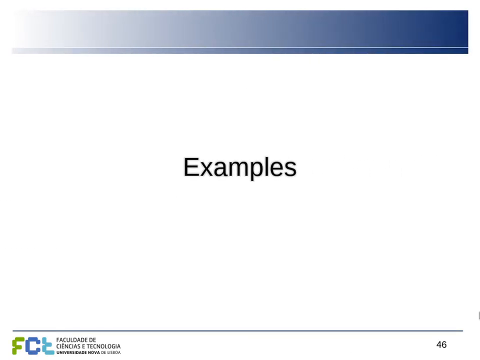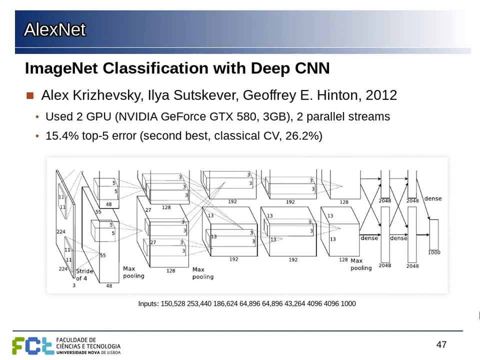I'm just going to give some examples. AlexNet, the first one in 2012, was trained on GTX 580 NVIDIA cards. Because of memory limitations, they actually had to break it down into 2 parallel streams using 2 cards, because they could not fit the network and the data in just a single card.